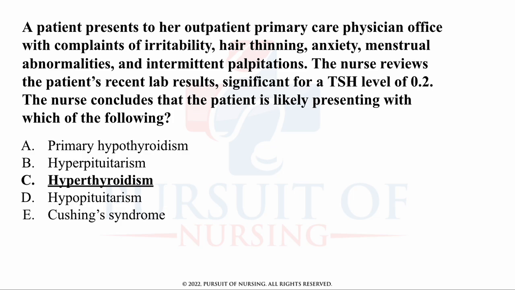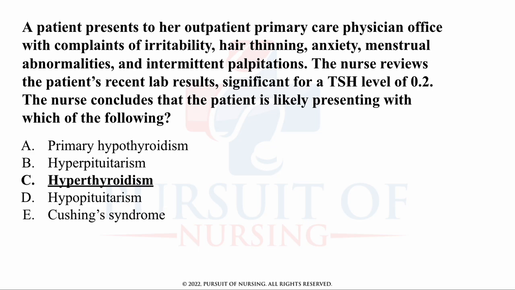So a thyroid stimulating hormone, or TSH, is specific in the diagnosis of either hyperthyroidism or hypothyroidism. So a normal TSH is 0.5 to 5. An elevated level is indicative of primary hypothyroidism, and a decreased level is indicative of hyperthyroidism. So you know the level is 0.2, which indicates hyperthyroidism.